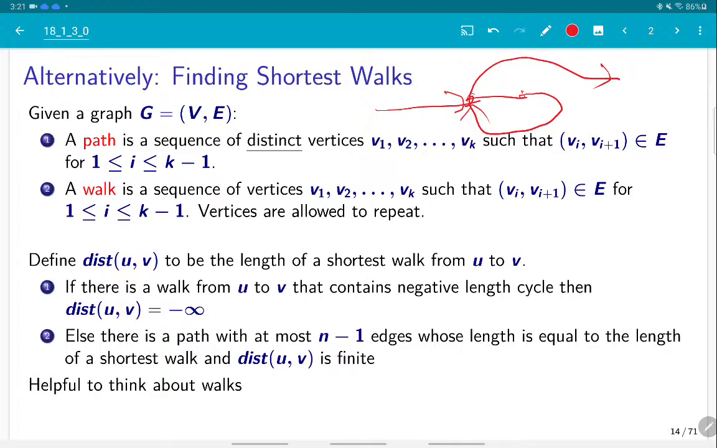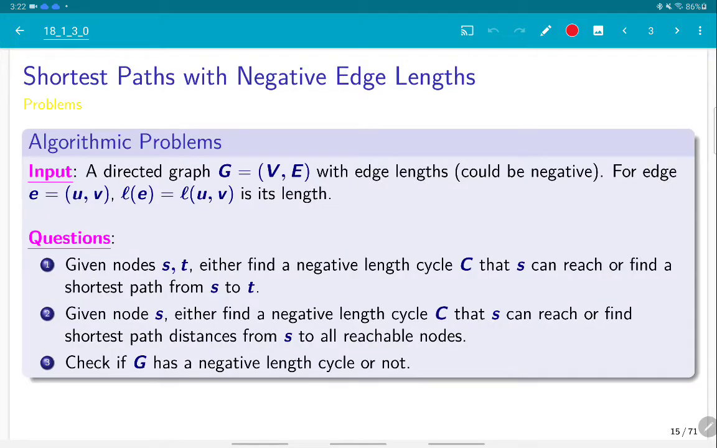And as before, we will define the distance as minus infinity if there is a walk with negative cycle between two vertices. And otherwise, we will define the distance between two vertices as the shortest walk between those two vertices, because if it doesn't have any negative cycle, the shortest walk will be finite and it would have at most n-1 edges because it can visit only n vertices. Okay, and as I said, we will see it later on, thinking about it as shortest walk instead of shortest path makes things easier.